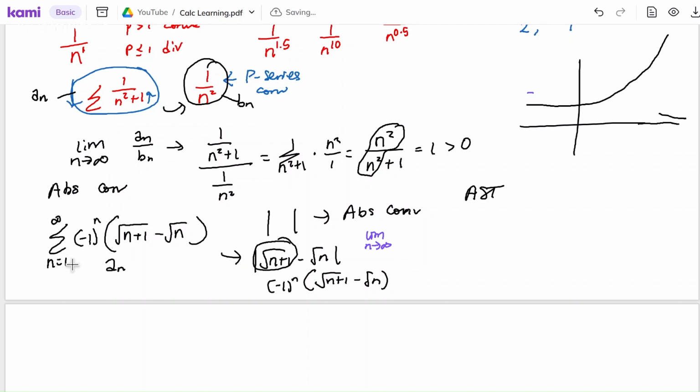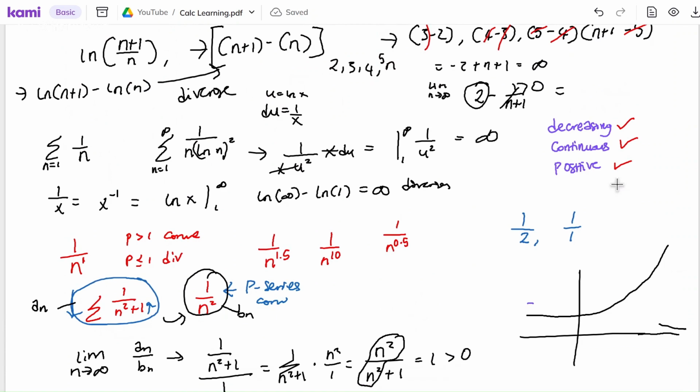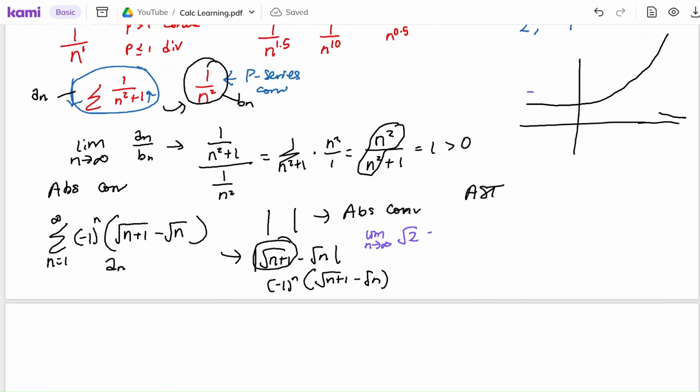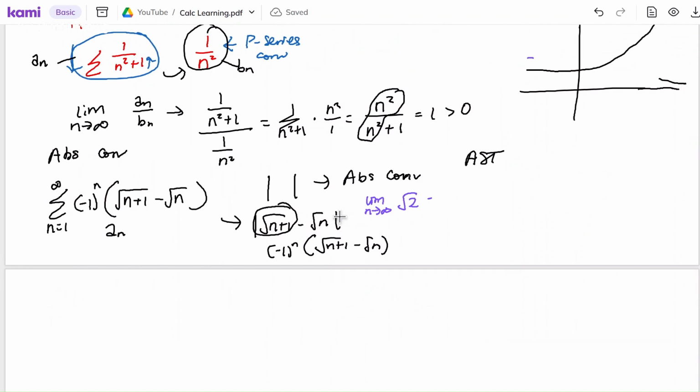So let's say we start with 1. The starting number is going to be the square root of 1 plus 1, the square root of 2. And then you're going to end with, like here, n plus 1. So you're either going to end with n plus 1 or n. It doesn't really matter which, because when you take the limit to infinity, you're going to get infinity if it's not 1 over n. So the whole point is the absolute value diverges. So that means this series can't be absolutely convergent.